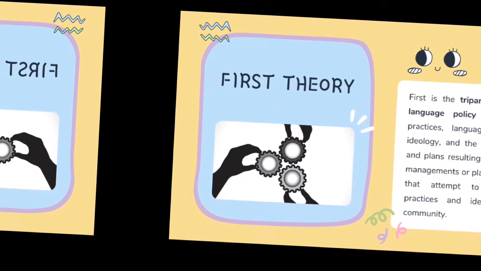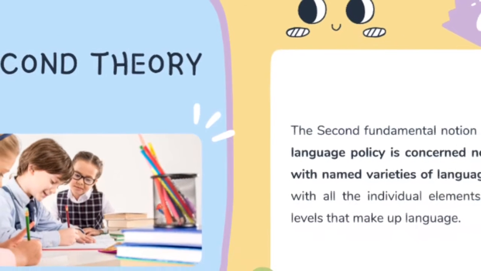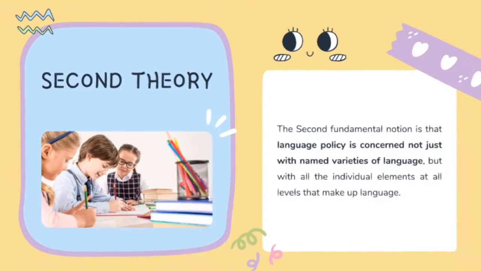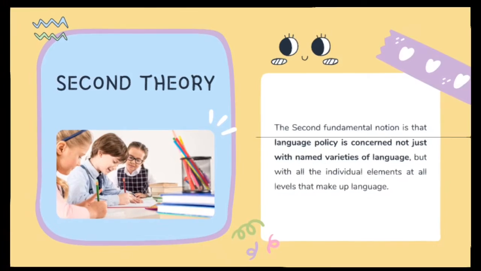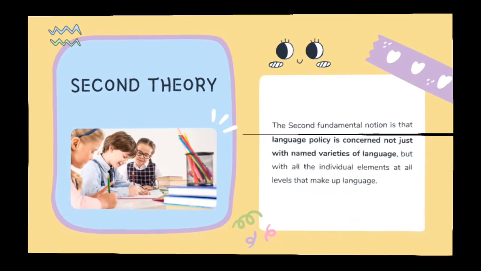So, just to be reminded, that our first theory is the classification of these fundamental factors: language practices, language beliefs and ideology, and the explicit policies and plans, because it will help the society to identify these attitudes and shape of every speaker's relationship. So next is the second fundamental notion, which is that language policy is concerned not just with the named varieties of language, but with all the individual elements and at all levels that make up language.